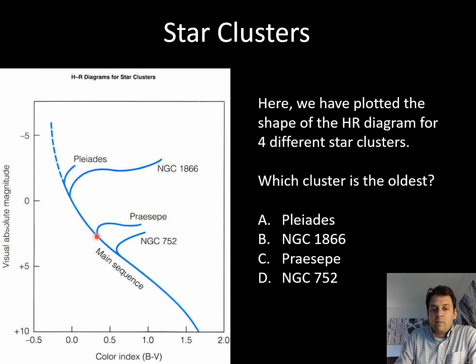Next, we have Praesepe. I can't promise I pronounced that properly. But then finally, the oldest cluster here, which has the turnoff point lowest and rightest in the HR diagram, is NGC 752. And there you have it.